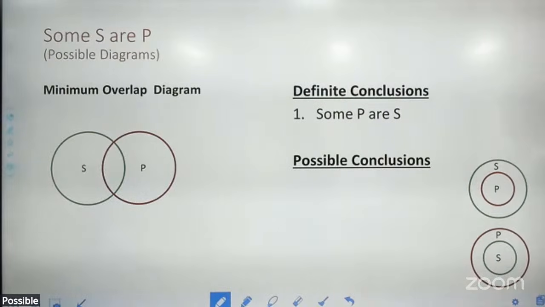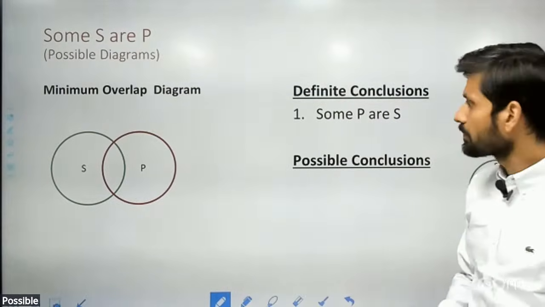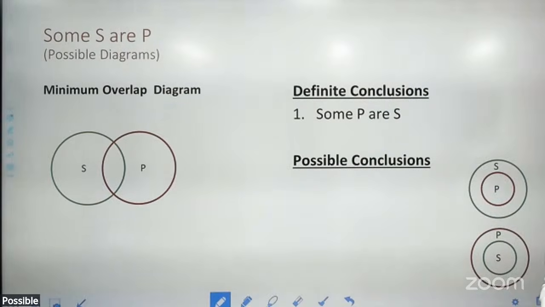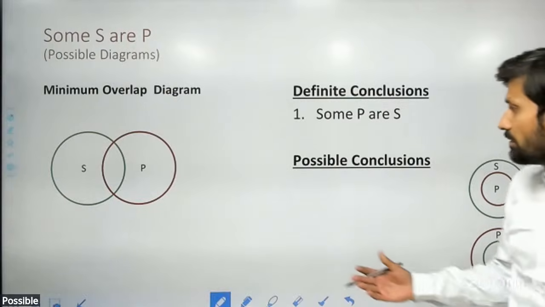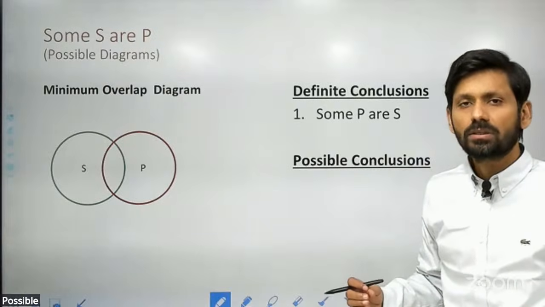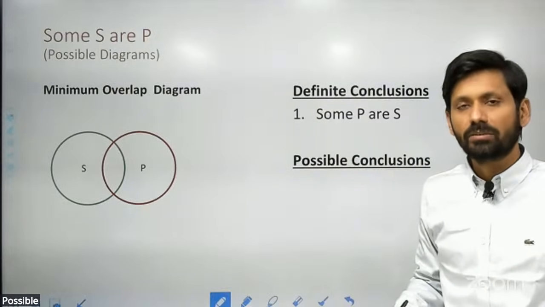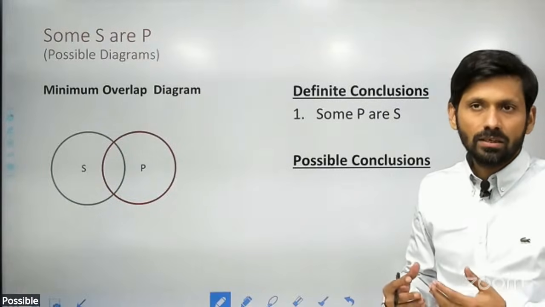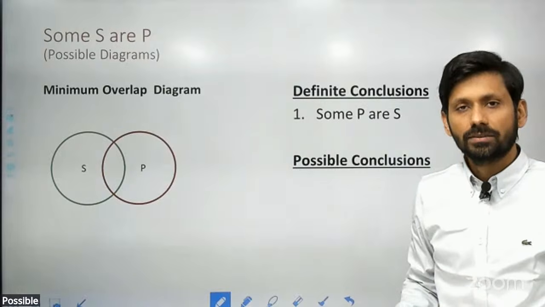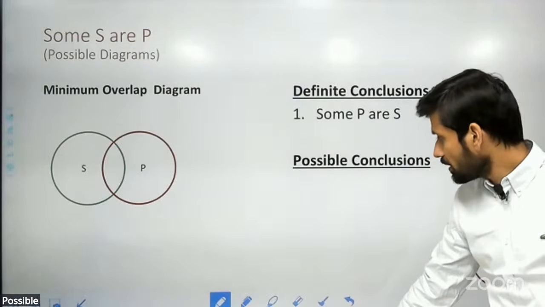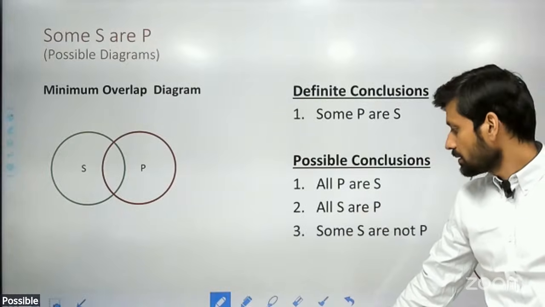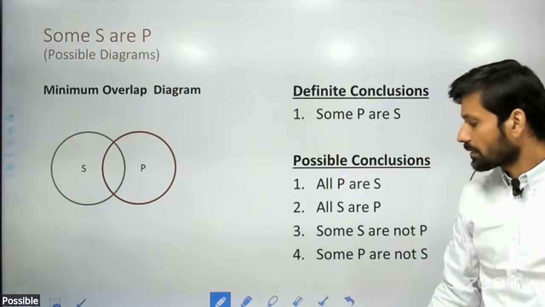Now, the definite conclusion coming from this statement, some SRP, is some PRS. Why? Because it's there in all the three diagrams, right? And we can see there is no other statement that's true in all the three diagrams. So there is only one definite conclusion from some SRP. If somebody asks what follows from some SRP, we can only say some PRS. That's it. The statements that are possible are all PRS, all SRP, some SR not P, and some PR not S, right?